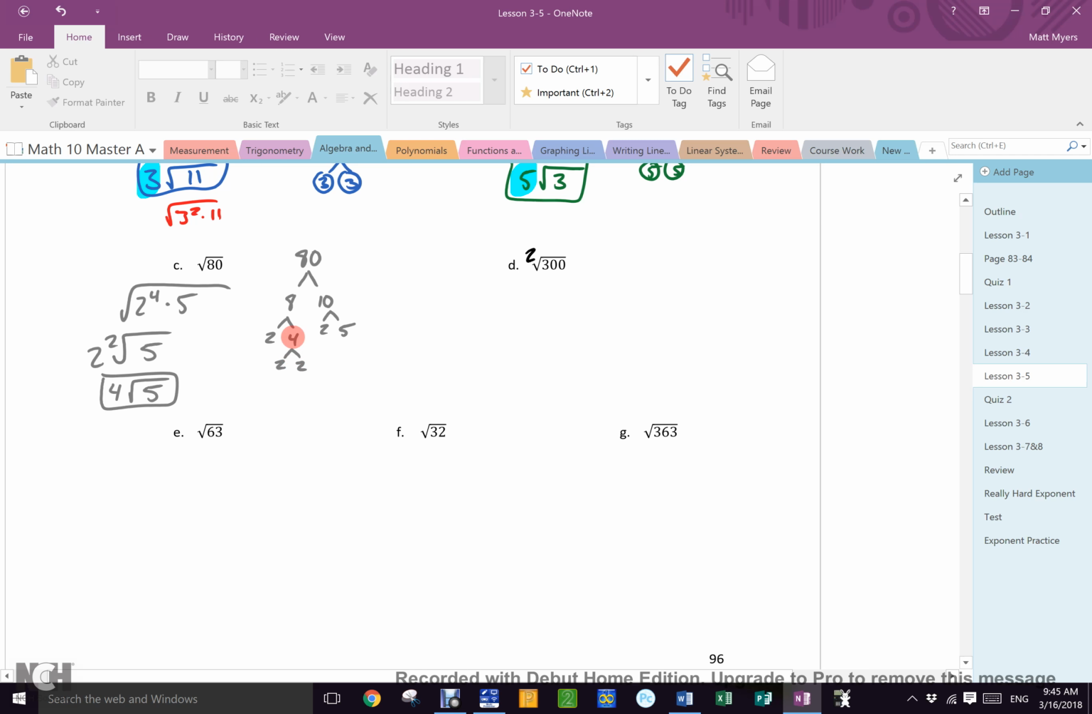Now, I did also tell you I was going to show you a shortcut that you can do if you know your perfect squares. So don't write down what I'm about to do yet. Look at that question. When I say break it down, don't do it, but think in your head what you would do to make the factor tree for 300. Is everybody thinking of that?